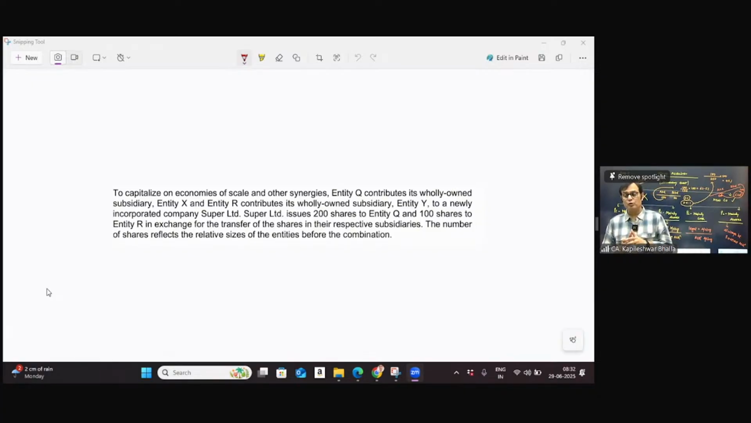So let me just focus at this stage. Out of 300 shares issued by Super, can you tell me what is the percentage of shares given to each one of them, that is to Q and R? Super issued 200 shares to Q and 100 shares to R. So can you convert this into percentage? 66.66%. Correct. So we can say 66.67% is given to Q and 33.33% is given to R. So can I say that entity Q gets control over Super and entity Q becomes the accounting acquirer, though the legal acquirer is Super? Are my thoughts correct?